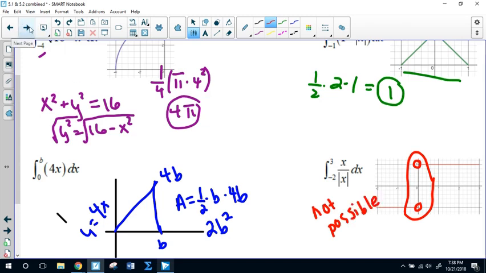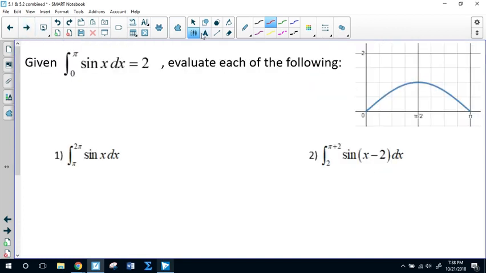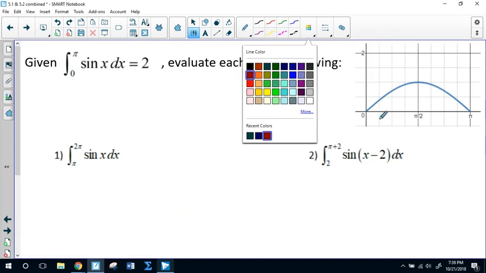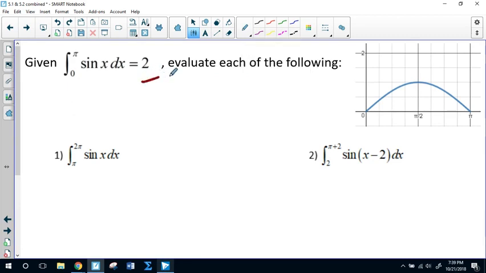Okay, moving on. So now we're going to do some problems where the area is given to you and you're going to use that information to help you solve it. So you're told in this problem that the integral from 0 to pi of sine of x dx is 2. So I've drawn this graph over here for you. So this whole entire area underneath the blue part is 2.